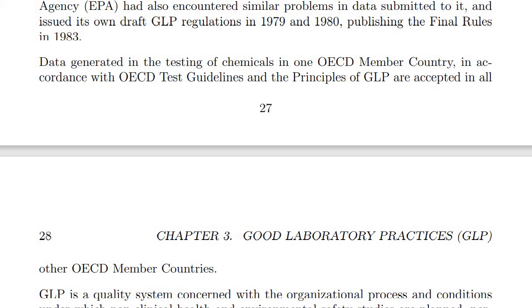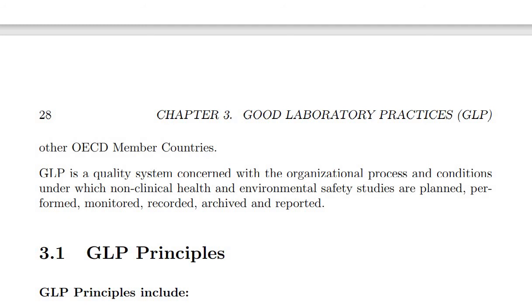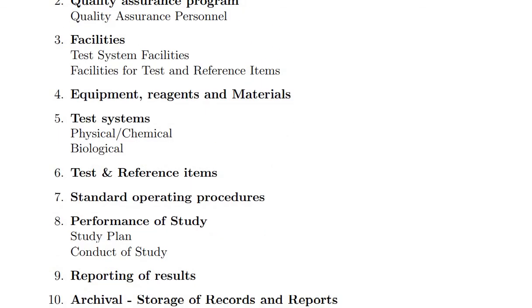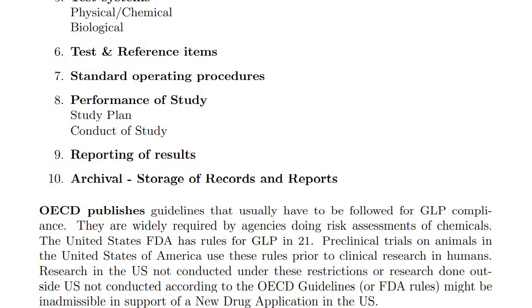So data generated in the testing of chemicals in one OECD member country, in accordance with the OECD test guidelines and the principles of GLP, are accepted in the other OECD member countries. GLP is a quality system concerned with the organizational process and conditions under which non-clinical health and environmental safety studies are planned, performed, monitored, recorded, archived and reported. GLP covers organization and personnel, management responsibilities, quality assurance program, facilities and equipment, reagents, materials, test systems, test and reference items, standard operating procedures, performance of the study, reporting of results, and storage of records and reports.